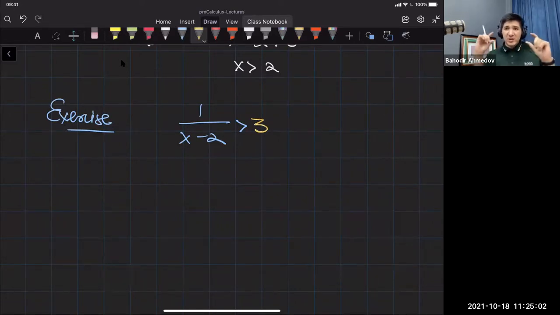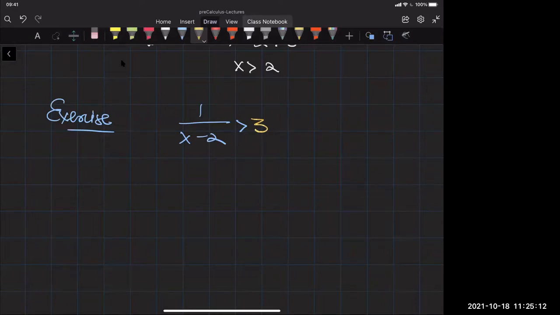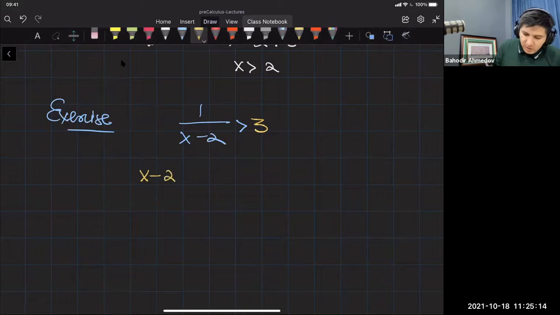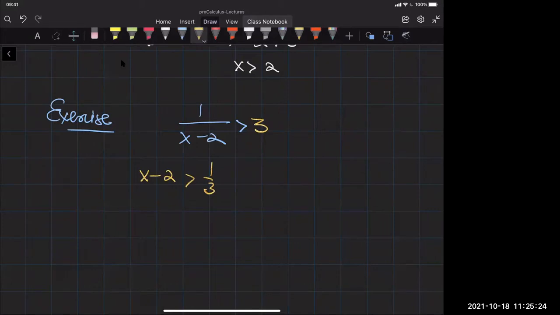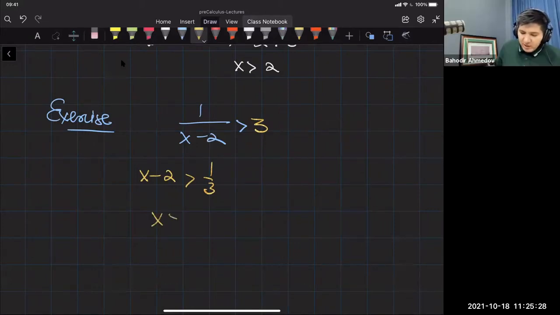For example, can we just simply take the reciprocal of both of the sides and find x? It would be an easy solution, right? Yeah. For example, I would just take the reciprocal. So it becomes x minus 2, then 1 over 3. Should I change the sign as well, since I'm taking the reciprocal? No, no. I'm not going to change the sign. Okay, so then it becomes all of the values x more than 2 and 1 over 3, right?